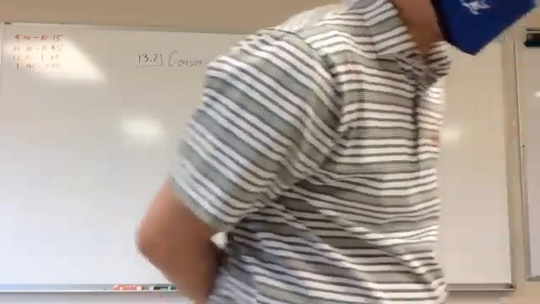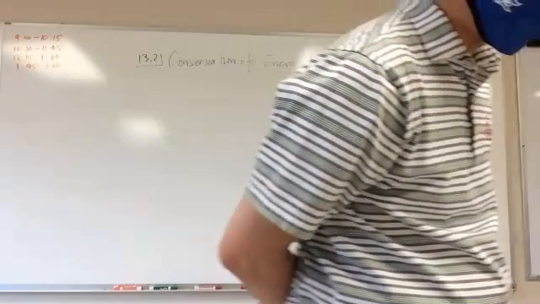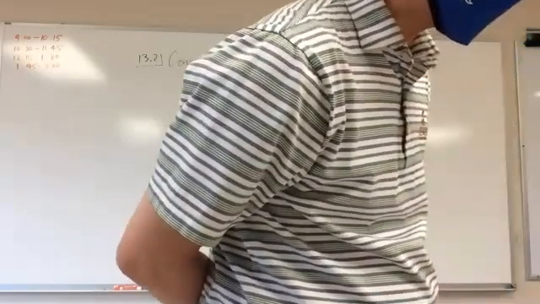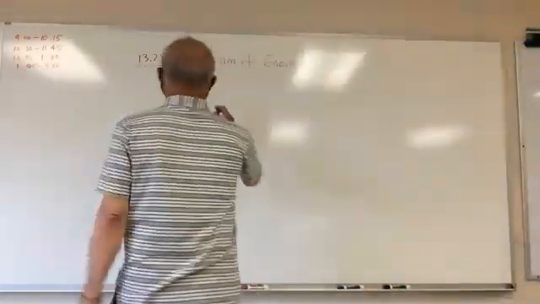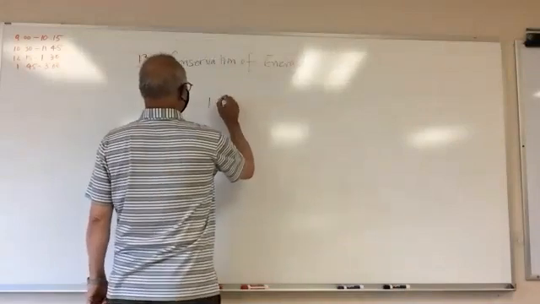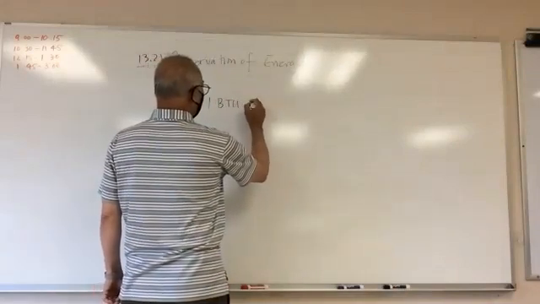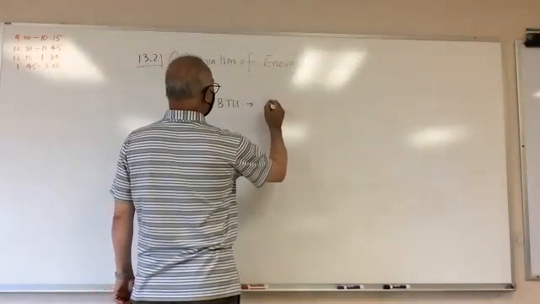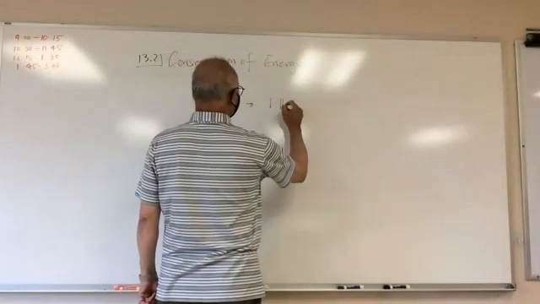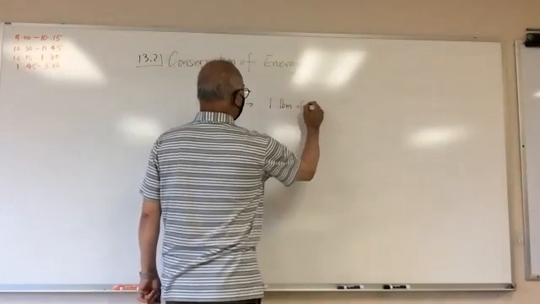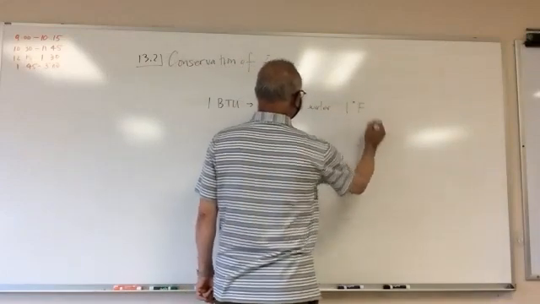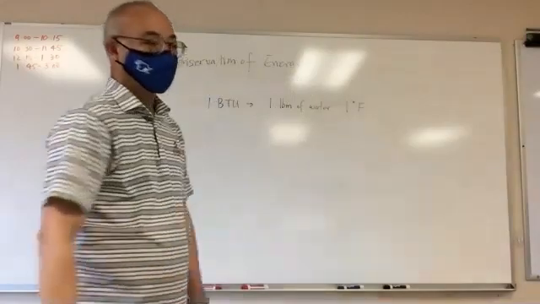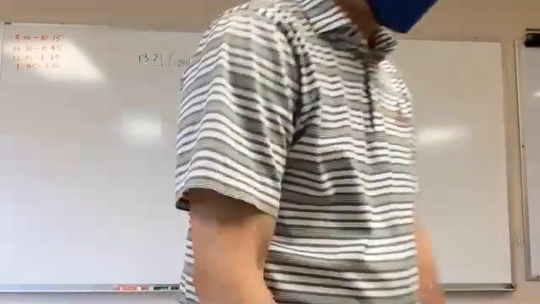1 BTU is formally defined as the amount of thermal energy needed to raise the temperature of 1 pound mass of water by 1 Fahrenheit. So 1 BTU is the energy required to raise 1 pound mass of water 1 degree Fahrenheit. Okay, so that's what a BTU is.